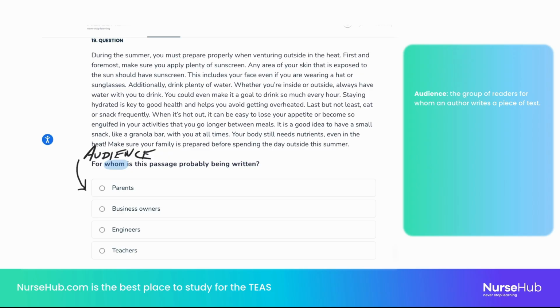During the summer, you must prepare properly when venturing outside in the heat. First and foremost, make sure you apply plenty of sunscreen. Any area of your skin that is exposed to the sun should have sunscreen. This includes your face, even if you're wearing a hat or sunglasses. Additionally, drink plenty of water. Whether you're inside or outside, always have water with you to drink.